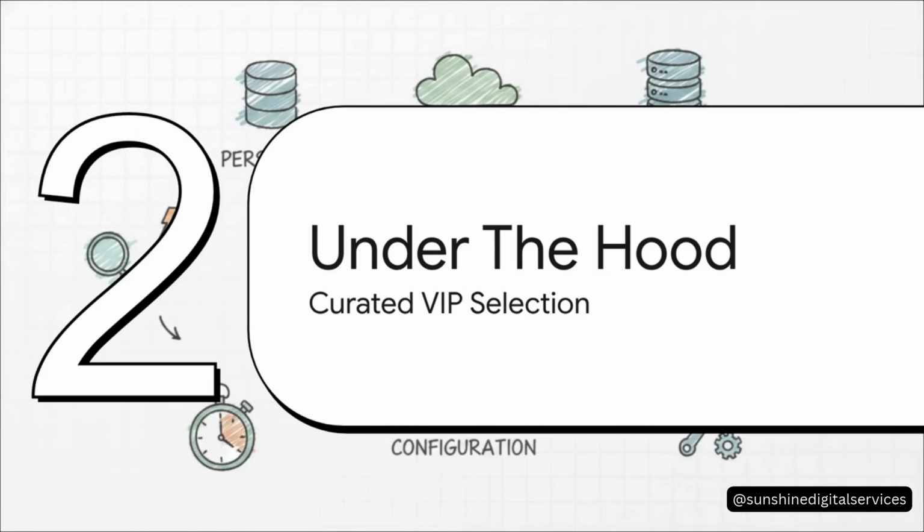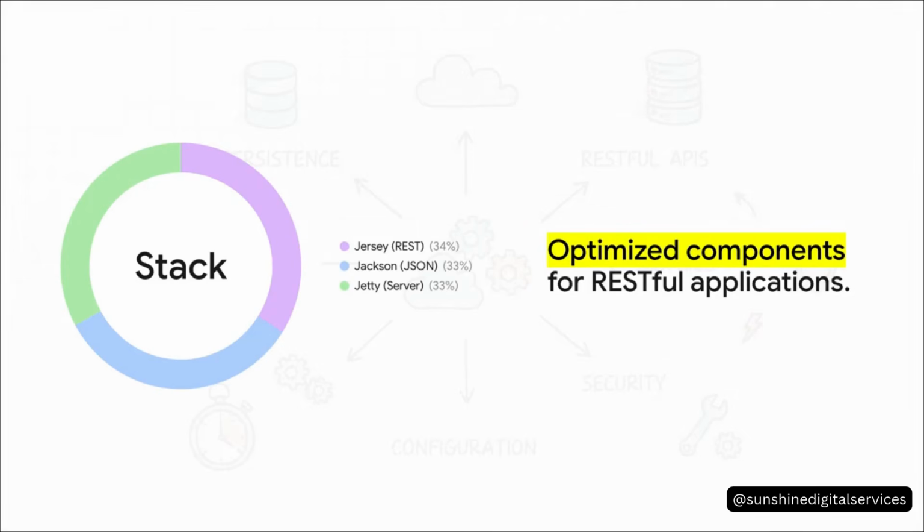Moving on to Section 2, under the Dropwizard hood, a curated VIP selection. Now, Dropwizard isn't some bloated monolith. It's actually a perfectly curated stack of the absolute best Java libraries, all working together in seamless harmony. It doesn't try to reinvent the wheel, right? Instead, it pulls together this kind of VIP selection optimized specifically for RESTful services. You've got Jersey handling your APIs seamlessly, Jackson stepping in as the absolute gold standard for high-performance JSON processing, and Jetty serving as your embedded servlet container. When you combine these three components, they create a robust, modular foundation that aligns perfectly with microservice architecture principles.